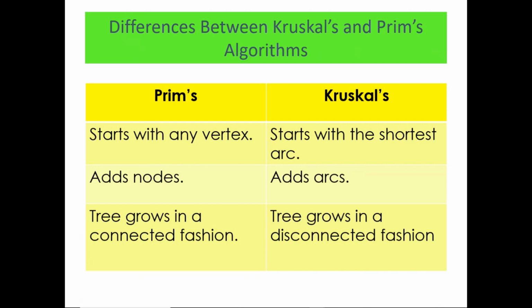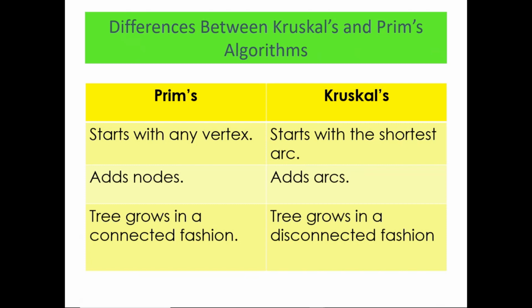So Prim starts at any point, any vertex, and you add on the points as you go along. Kruskal starts with the arcs and you add arcs as you go along. So that's the big difference between the two. With Prim's, as you do the minimum spanning tree, it's connected up as you go along. Whereas with Kruskal's, you just add in random arcs and it all joins up in the end.